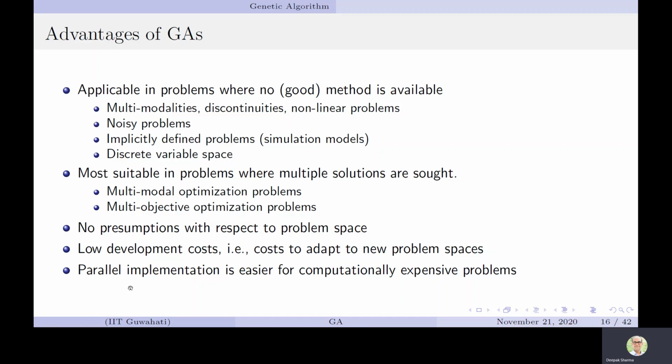Last is that parallel implementation is easier for computationally expensive problems. As we have understood, if optimization is coupled with, say, finite element simulation or CFD simulation, then the overall optimization task is computationally expensive. In this case, we can perform parallel computing, meaning every solution can be calculated on different computers in parallel, and then we can take all the solutions back. That is the concept of parallel computing. So we can reduce the overall time of genetic algorithm.